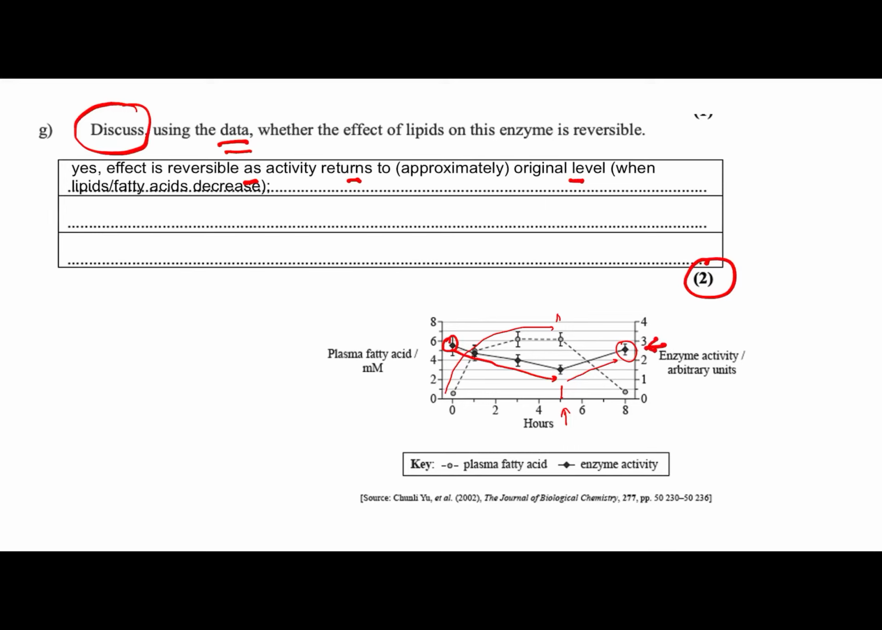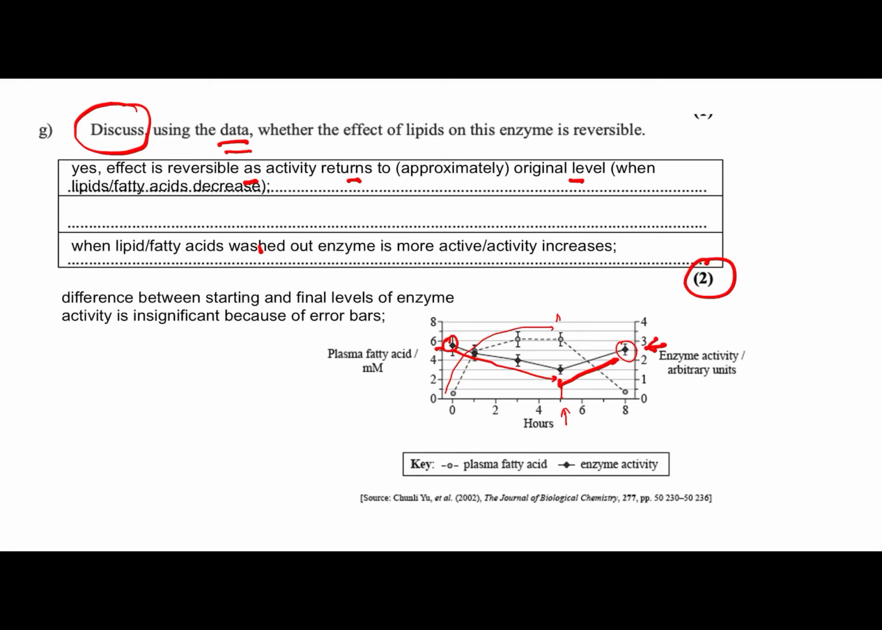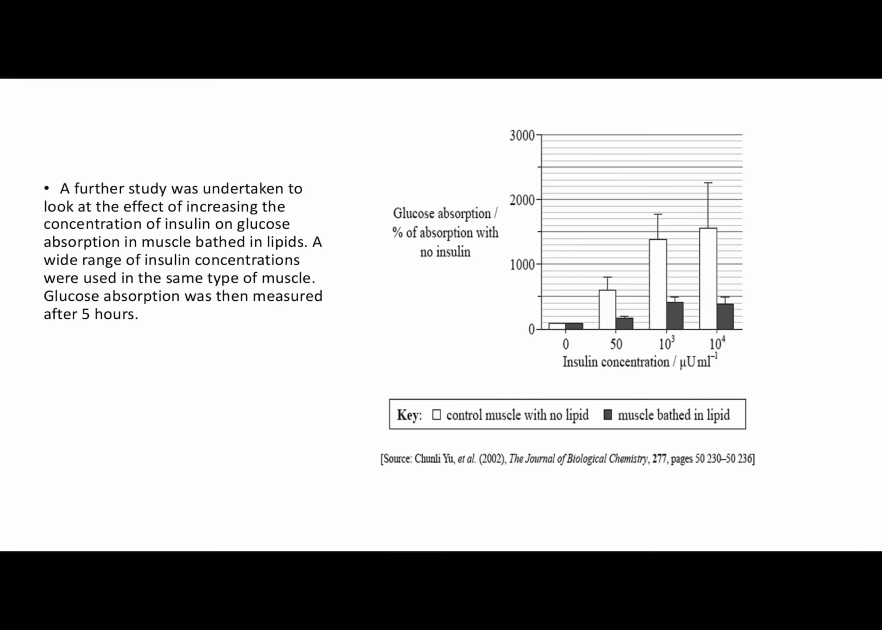You can give the number around 5.5, or around 5.2 or 5.3. Then because it's a 2-mark discussion question, when fatty acids are washed out, the enzyme is more active, activity increases after washing off. So this is another point. The difference between start and final is insignificant. So that is another point. It's a very straightforward discussion, or you can talk about some more points, but these are very straightforward 3 points.